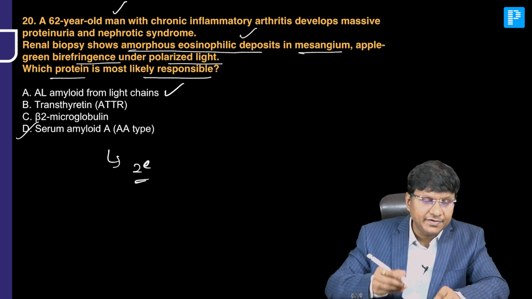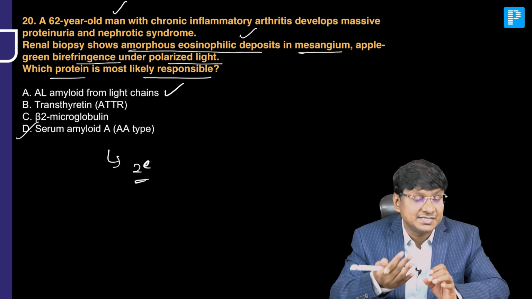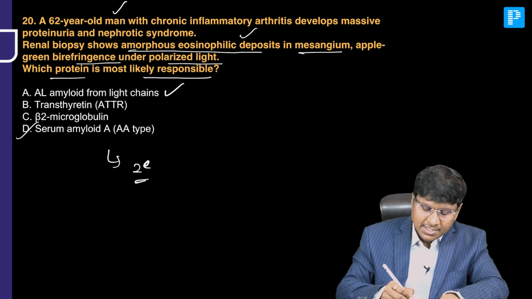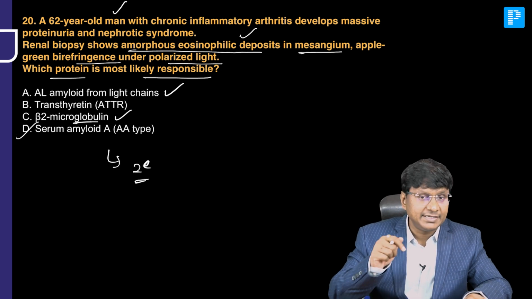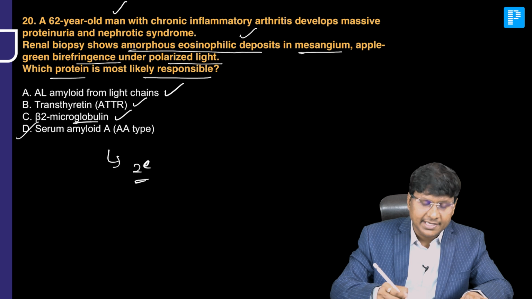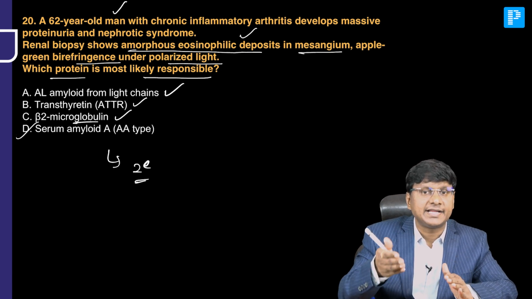Whereas AL type of amyloidosis is a primary amyloidosis, where you have plasma cell churning, you see this AL type of amyloidosis in case of plasma cell dyscrasias like multiple myeloma. Then beta-2 microglobulin, it is dialysis related amyloid. And what about ATTR, that is transthyretin?